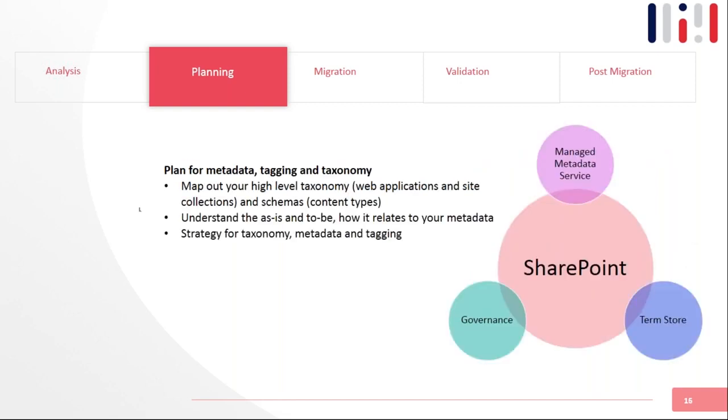We need to plan for the metadata tagging and taxonomy. As I said, metadata has to be planned better in the destination environment because a lot would have changed over the years, and migration is a good time to rework the metadata tagging and taxonomy, because the organization structure would have changed and the way the data has been mapped would have changed. So it's a good time to plan this as well.